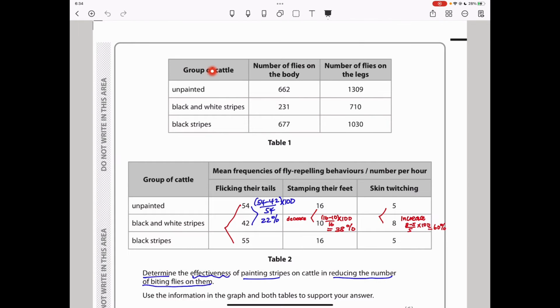Here we have another table. The table shows the group of cattle. Here, the unpainted, black and white stripes, and those with black stripes. And here we have the number of flies on the body. Here we have the number of flies on the legs. So we can see this one has the highest number of flies on the body. And here we can see the highest number of flies on the legs.